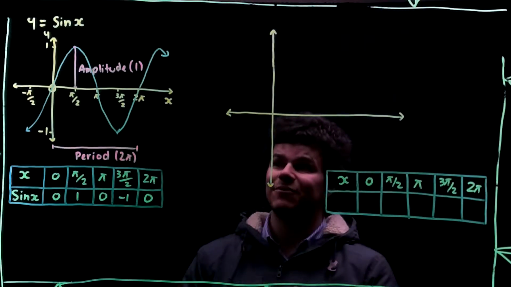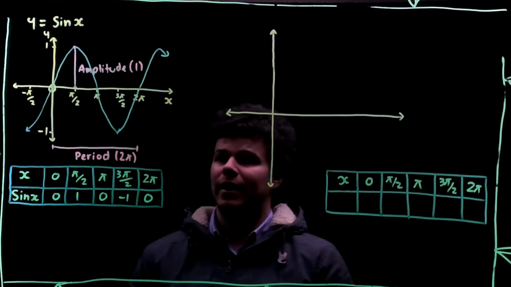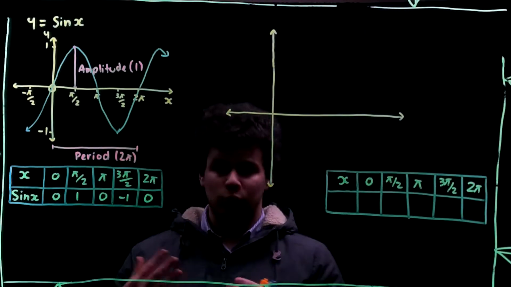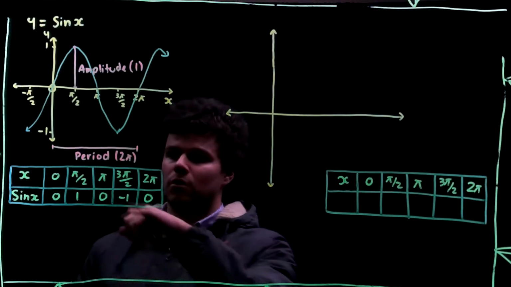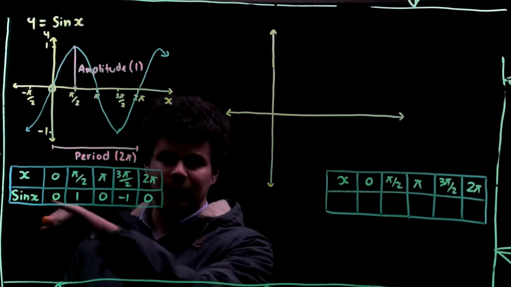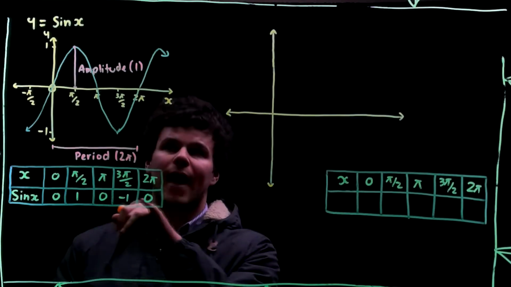So this is the basic function which we already know. This is just the sine function, y equals sine x. Quick recap of a couple of things you guys know. I've drawn up a little table down here to represent where we are at certain values.